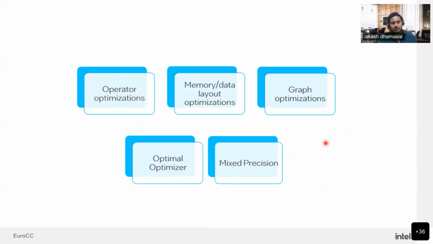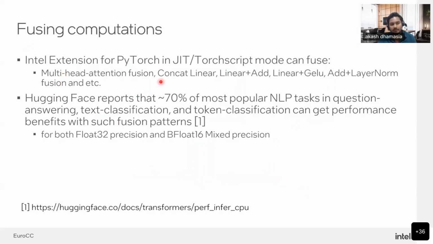So I talked about the optimization. There are multiple optimizations which oneDNN is doing. I'm going to talk in more detail about these: operator optimizations, memory optimizations, graph optimization, optimizer optimization, and mixed precision. This is what IPEX is doing. IPEX supports all these kinds of optimizations. So let's talk about graph optimizations. Like I said, your application fuses multiple operators like linear operations, linear plus GELU, add plus. There are multiple combinations you can use with different fusion strategies.